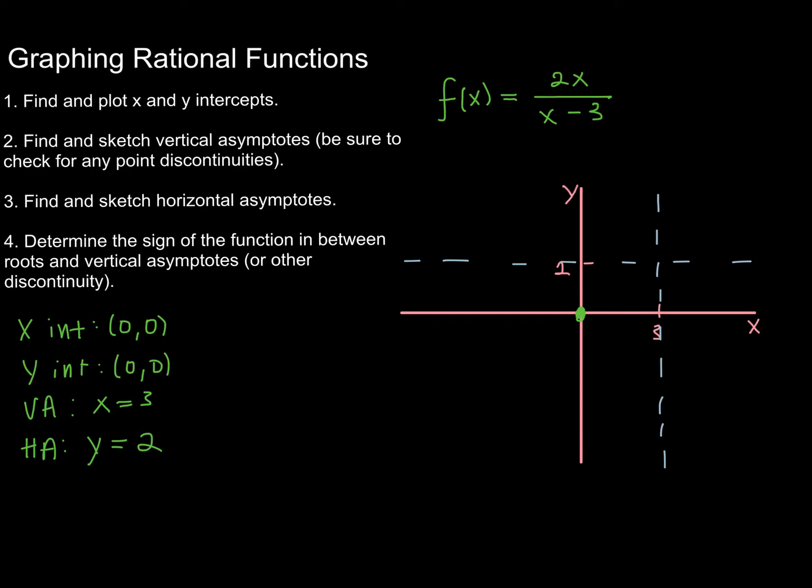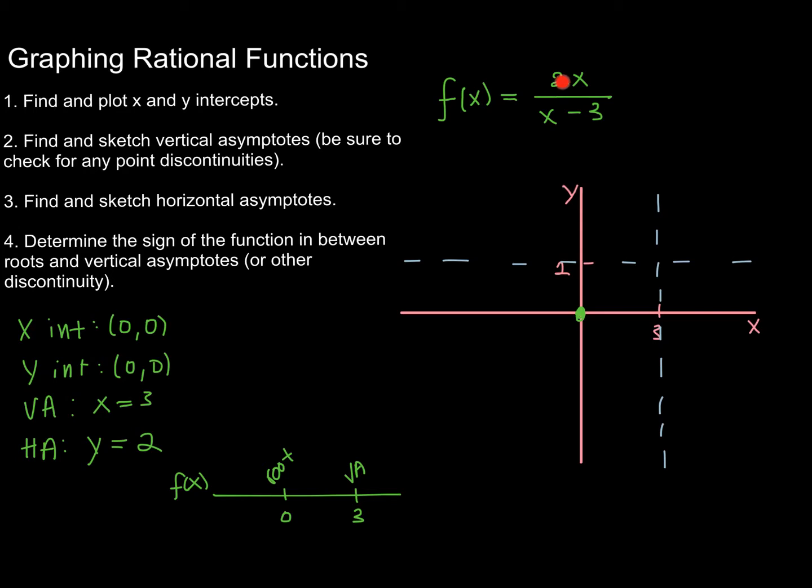Okay, so now at this point I want to make a quick little sign chart where on my sign chart I'm going to have the root at 0 and the vertical asymptote at 3, and I'm going to determine the sign in between those points and to the left and to the right of them. Alright, so here's my sign chart. I'm simply going to evaluate my function at some points in between these intervals to determine what the sign is going to be.